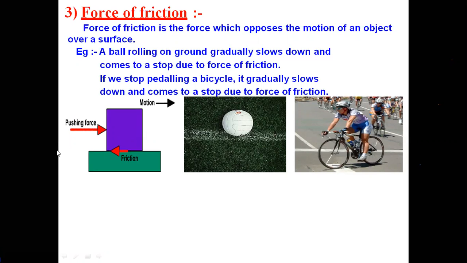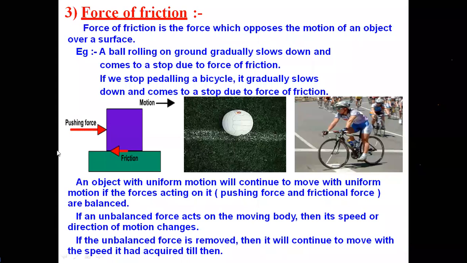Next one. There is one moving body, and you apply an unbalanced force on the moving body. Initially the body is moving, you apply an unbalanced force, then the speed or direction of motion changes. That means there may be a change in the direction of the body. Suppose I remove the unbalanced force from the moving body, then what happens? It will continue to move with the old speed. So those are the two conditions.